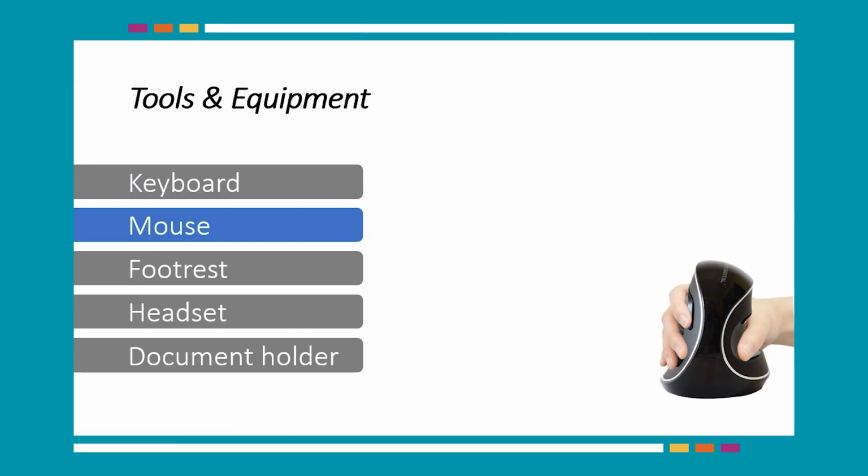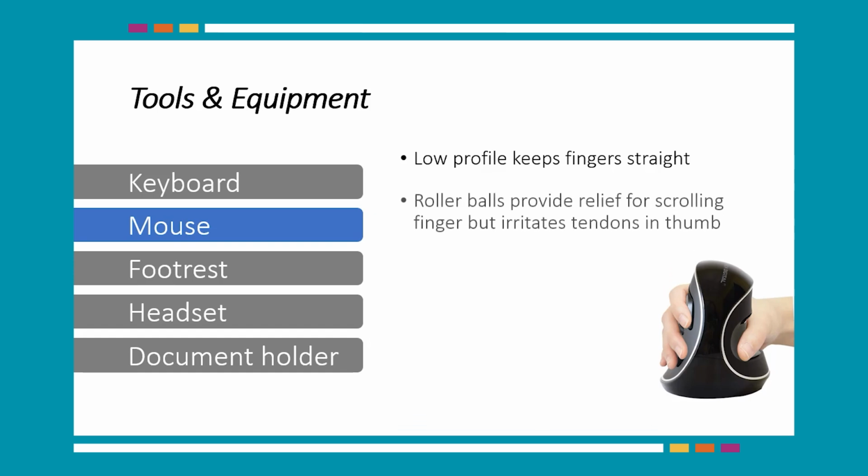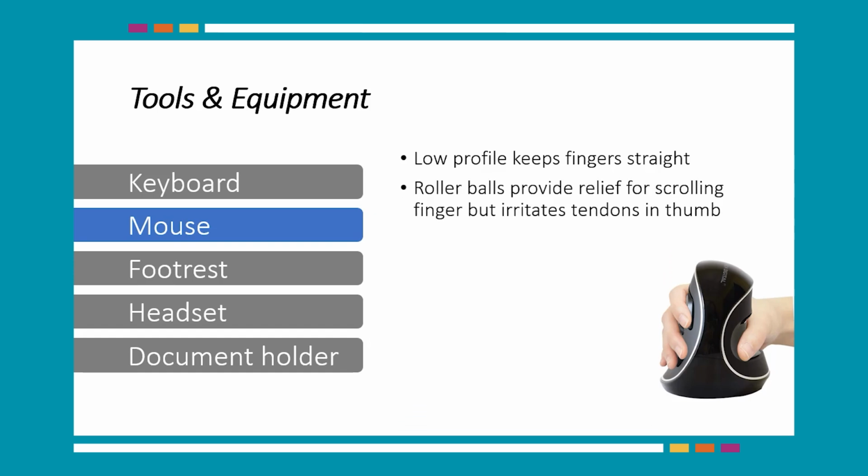There are even more alternative mice on the market than there are alternative keyboards. Buyers beware. Manufacturers have a monetary interest in telling you how bad your current mouse is. A low-profile mouse that keeps your fingers straight and the palm flat is typically the best choice. Mice with roller balls can provide relief for the scrolling finger, but can create additional issues with the tendons in the thumb. A vertical mouse helps carpal tunnel syndrome because it relieves pressure on the wrist when used properly.